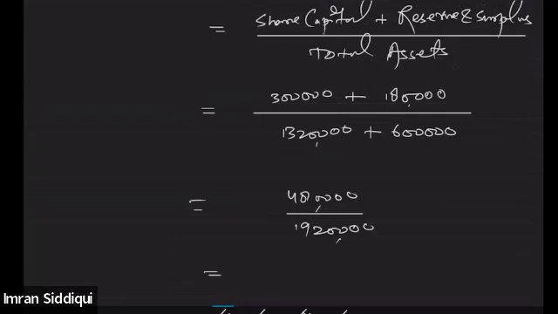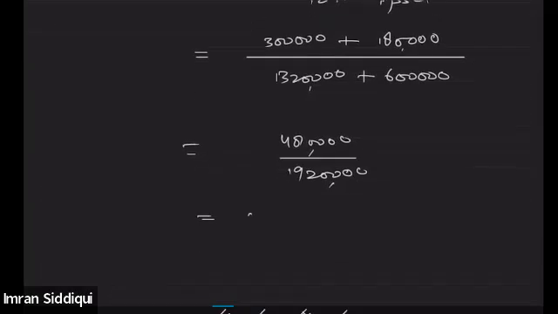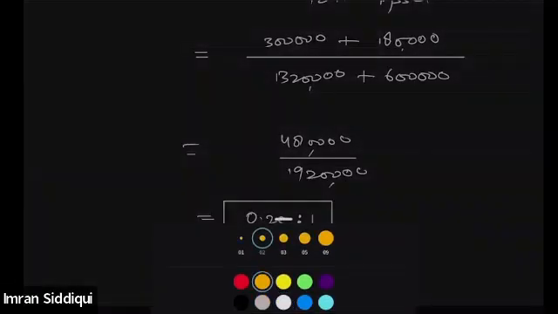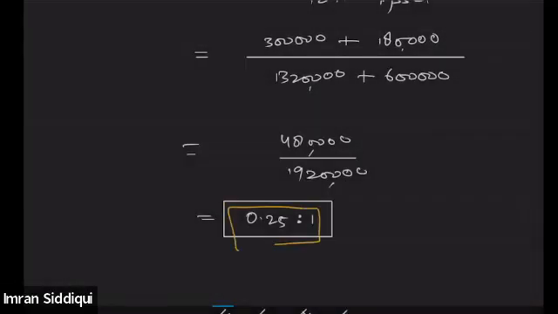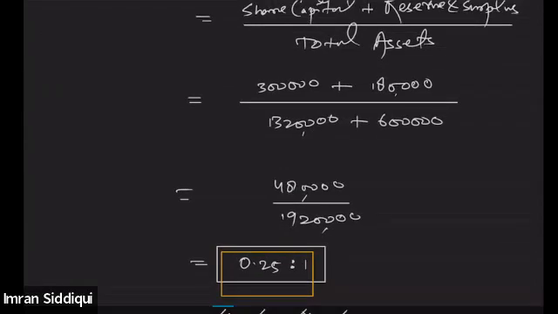Right? Any doubts? Everything clear till this point, everyone? Yes. So by calculating it, we will be getting 0.25 is to 1. This is the answer for this question. Done, everyone? Written this down.